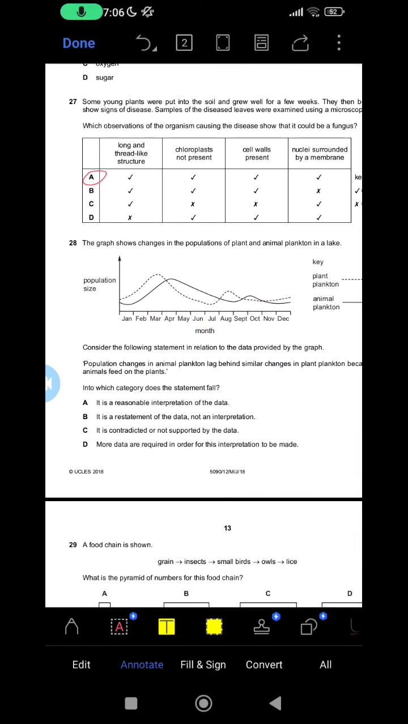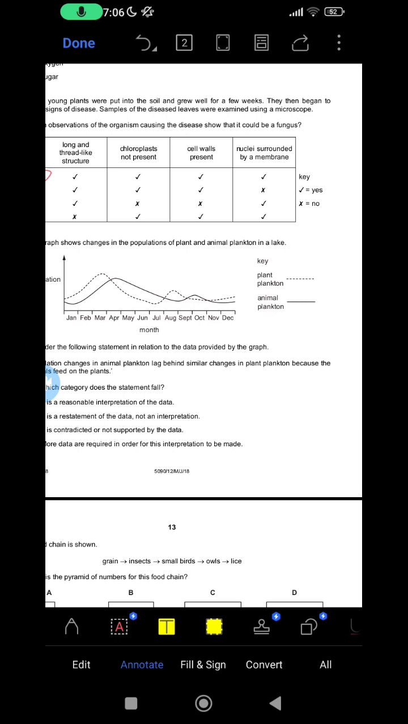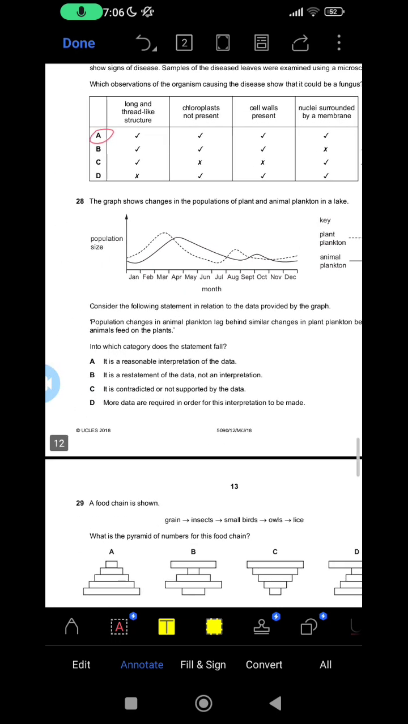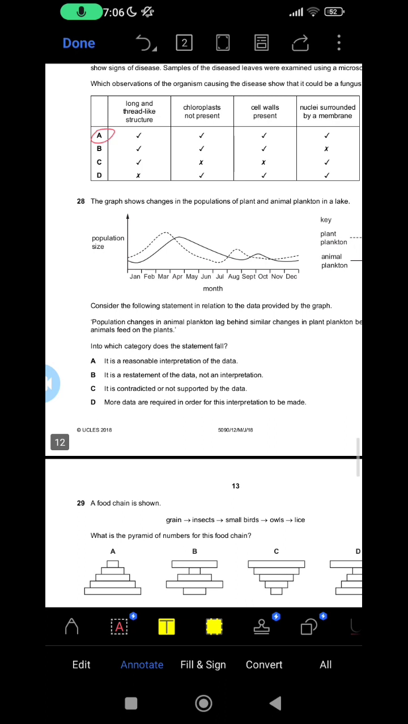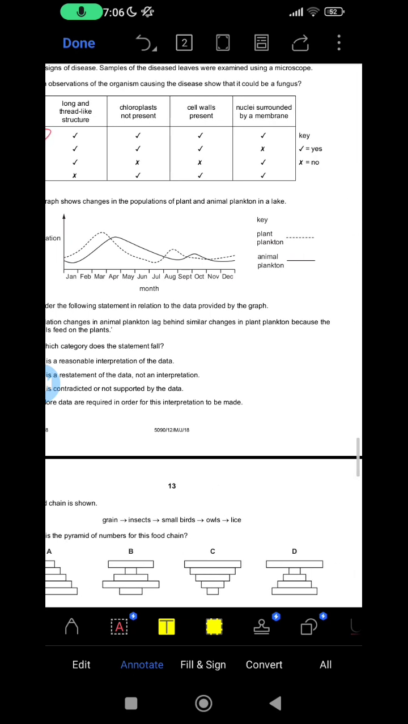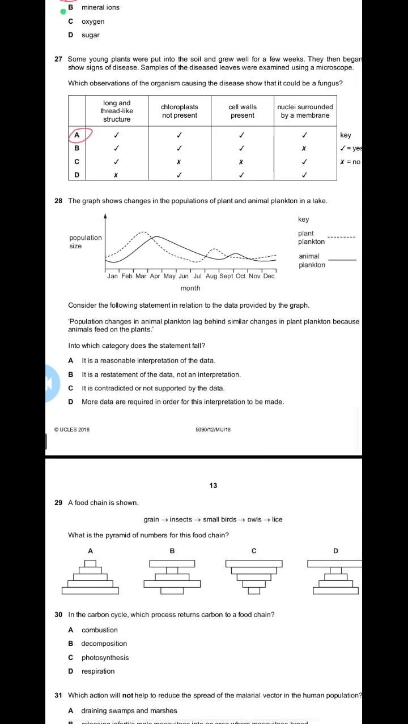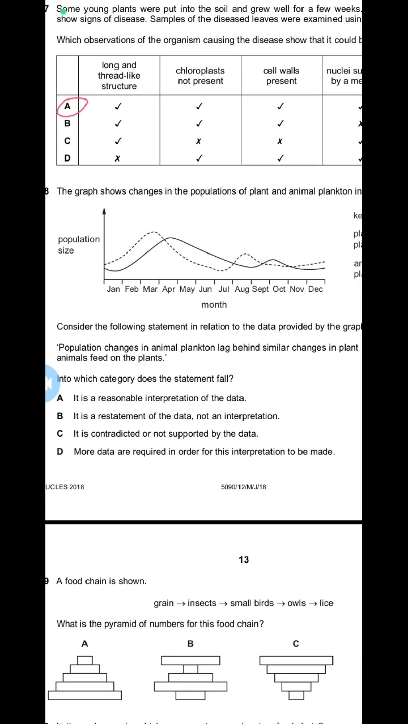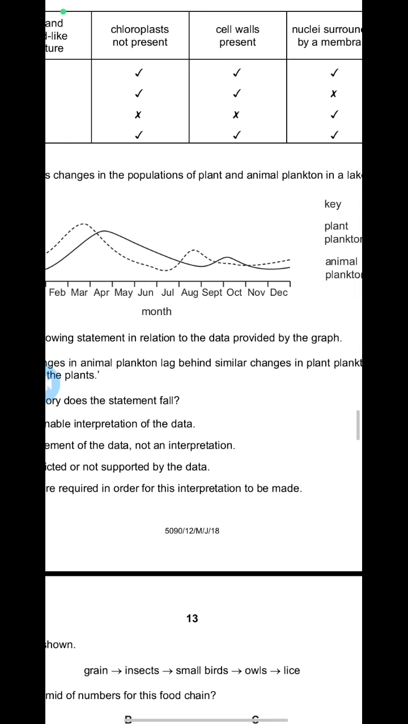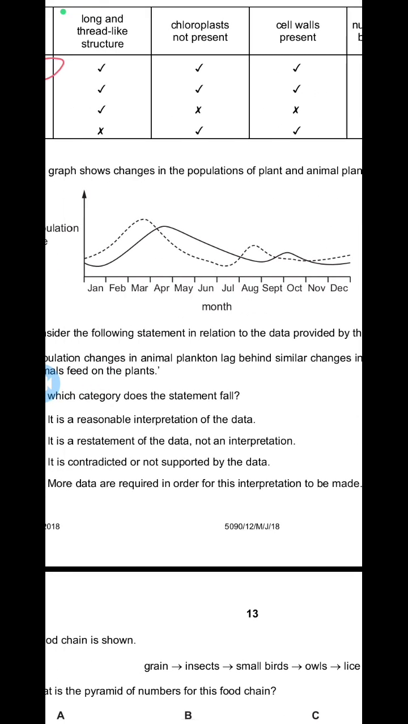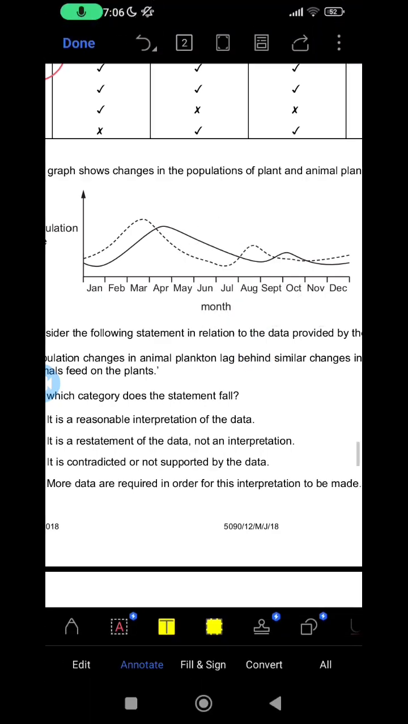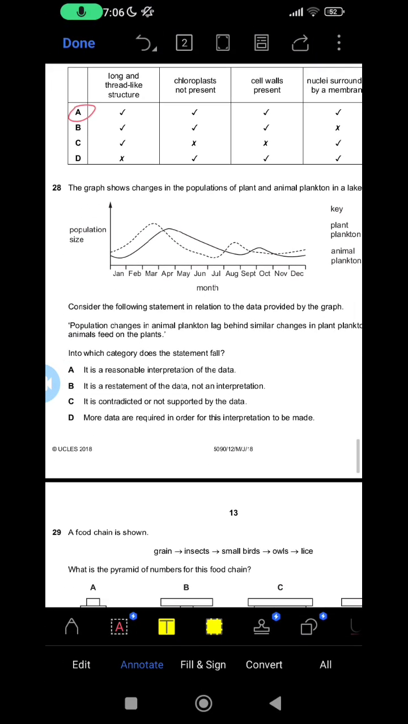28. The graph shows changes in populations of plant and animal plankton in a lake. Consider the following statement in relation to the data provided by the graph. Population changes in animal plankton lag behind similar changes in plant plankton because animals feed on plants. Now, as you can see, the dotted line represents plant plankton while the solid line represents animal plankton. We can clearly see that when the population of plant plankton spikes, the population of animal plankton also spikes. But when the population of plant decreases, so does the population of animal plankton. So we can easily see that they both are dependent on each other.